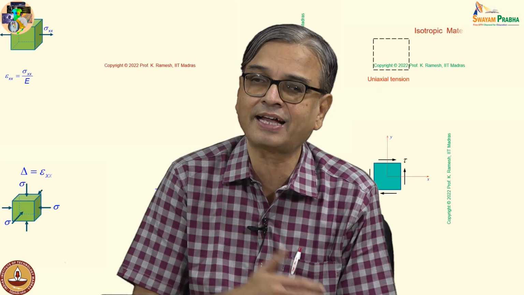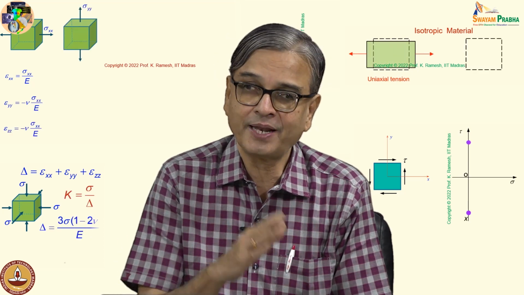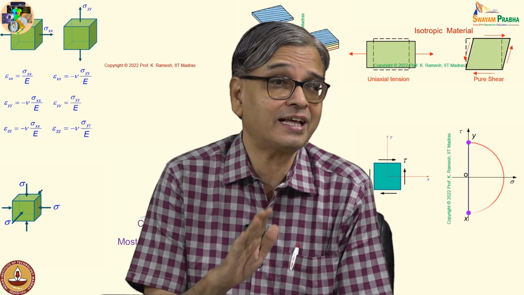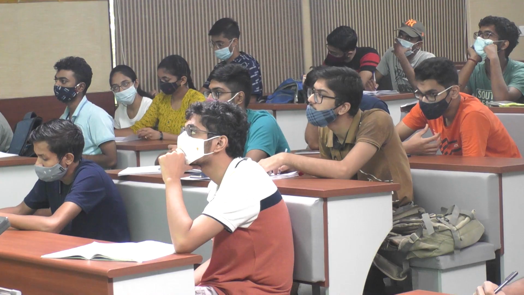That is a desirable characteristic for a stent to stay in place. So people have developed such type of material, particularly the medical profession uses the negative Poisson ratio so well.